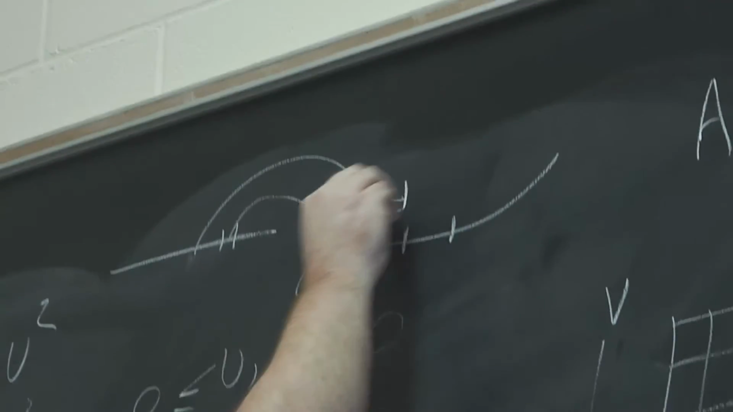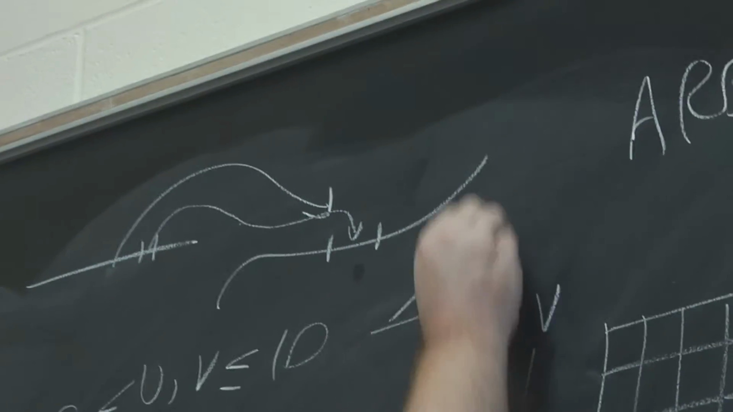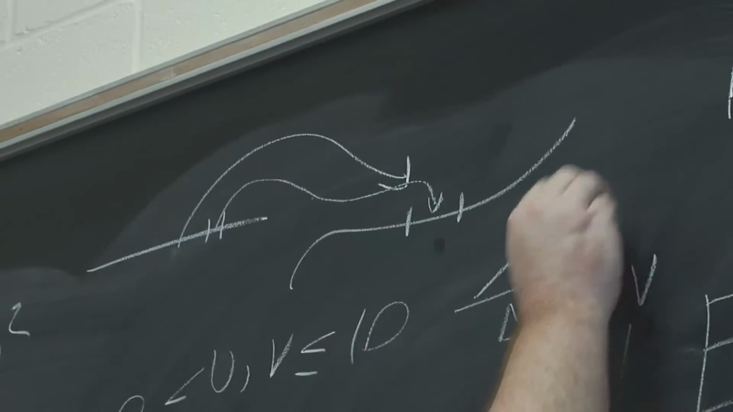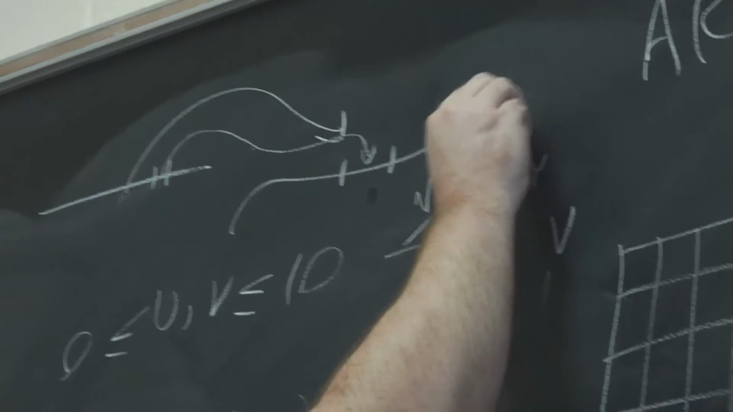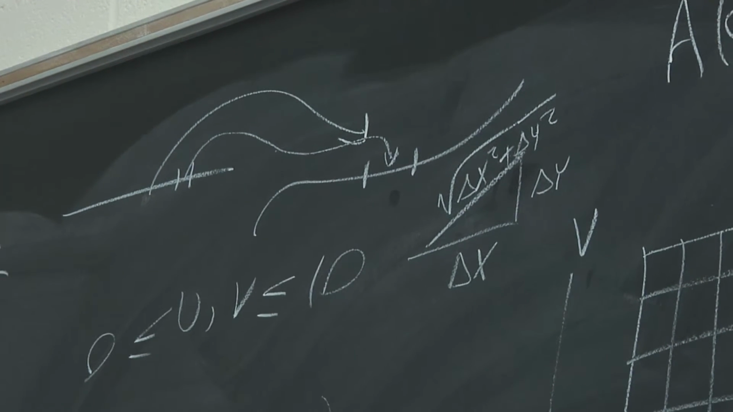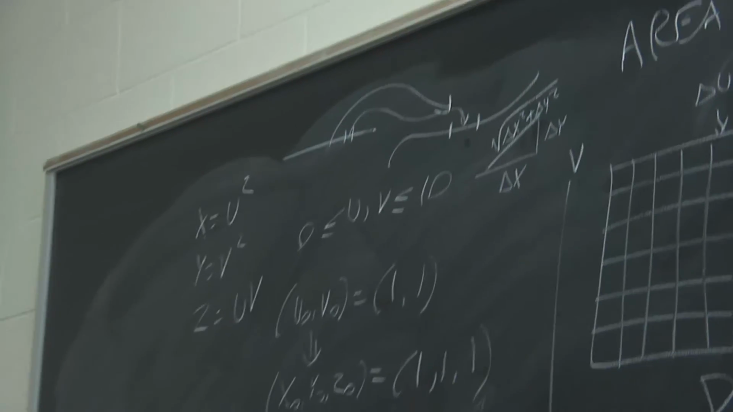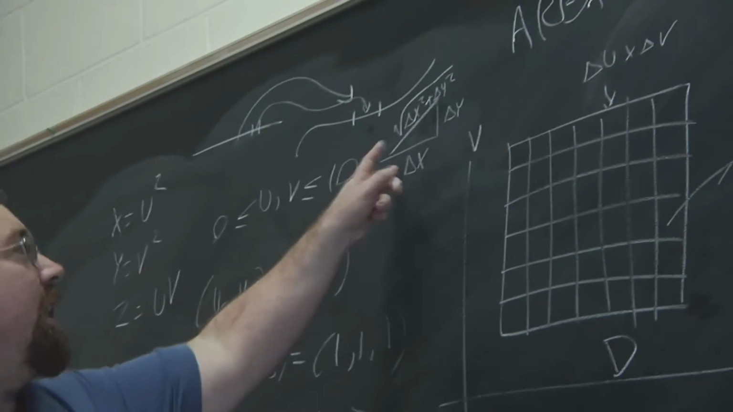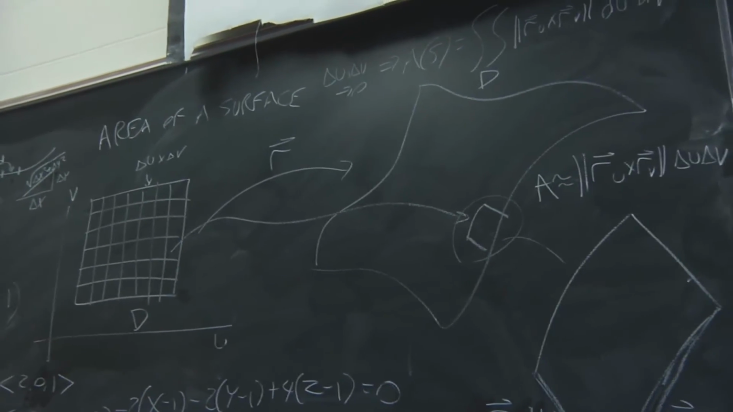So a subinterval is mapped by a parameterization to this portion of the curve, and the length of this segment is the square root of delta x squared plus delta y squared, which you can express in terms of your parameterization as square root of dx dt squared plus dy dt squared times dt. So this is a similar idea where instead of using a formula for the length of a line segment, we're using a formula for the area of a parallelogram.